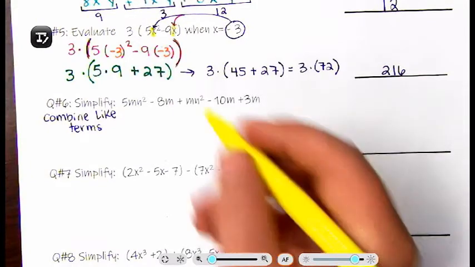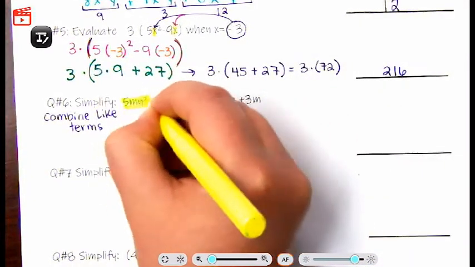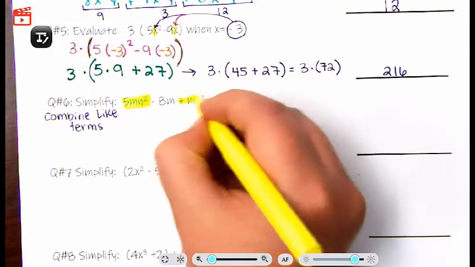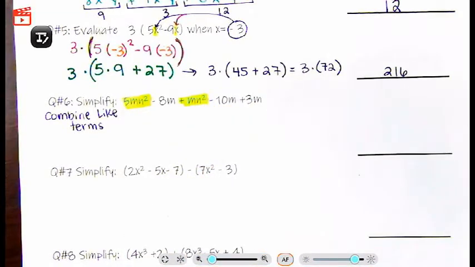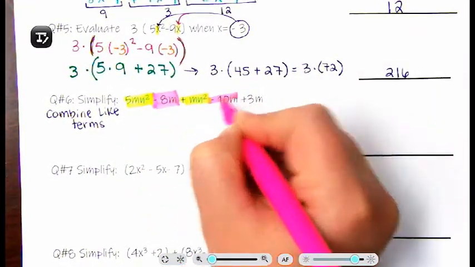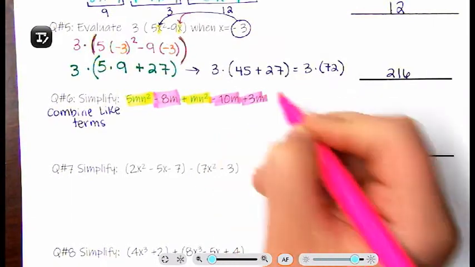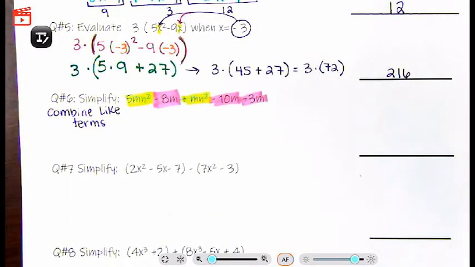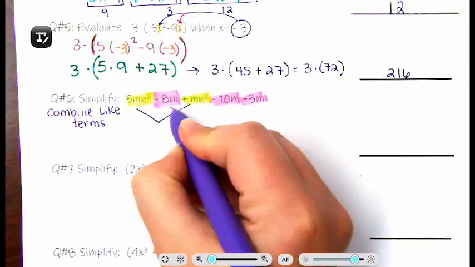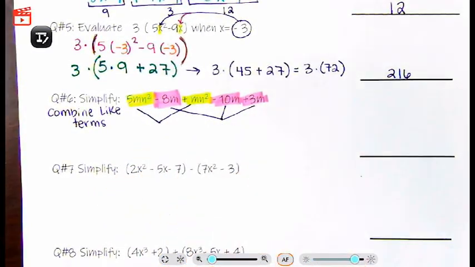So I'm looking here, and I see I have a 5mn squared. And I see 1 positive mn squared. So those are the same. Next up, I see I have a negative 8m, a negative 10m, and a positive 3m. So you're going to be combining these two together, and you're going to be combining these 3 together.